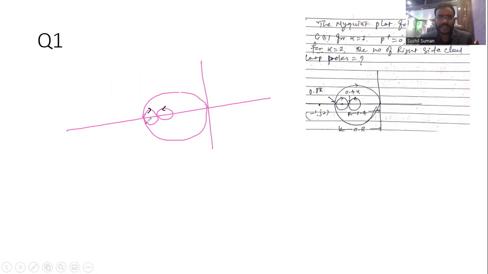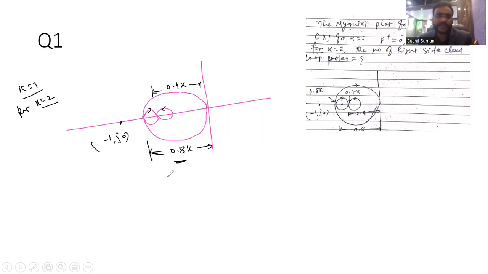This is clockwise, this is anti-clockwise, and this is the minus 1 j0 point. This is 0, let's say 0.8 times K, and this is 0.4 times K. My dear students, if you put K equal to 1, then this point is 0.8. But if you put K equal to 2, this becomes 1.6, and this becomes 0.8. Now for K equal to 2, you are given P plus equal to 0.